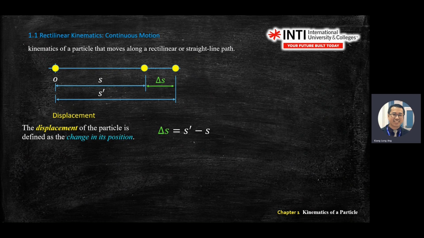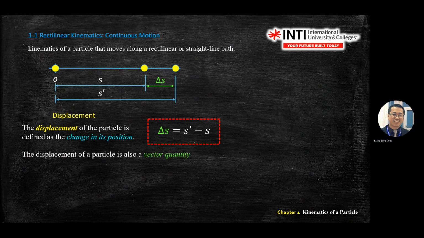Again, you deal with vectors. In mathematics, you deal with vectors and scalars. Magnitude is a scalar, meaning it's only a number. But a vector has both magnitude and direction. In chapter 1, you deal with straight line motion, which is only one direction. First equation for today: delta S equals S prime minus S. This is another highlight. Again, you are dealing with vectors.